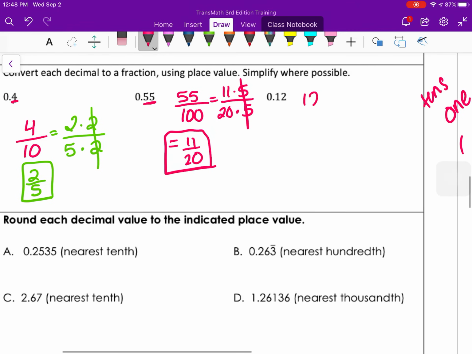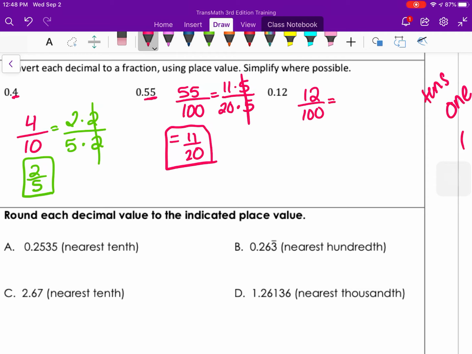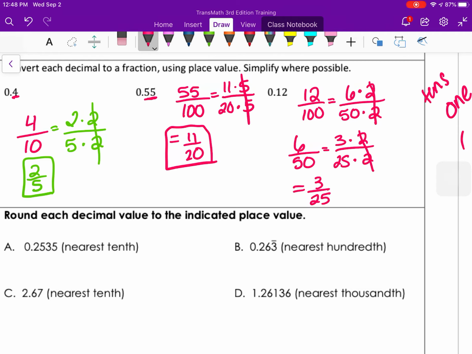12, the 2 is in the hundredths place, so this is 12 hundredths. Let's see, we can simplify this one by 2 to start. 12 is 6 times 2, and 100 is 50 times 2, so I can take out a factor of 2, giving 6 over 50. But then I can reduce that by 2 again, because 6 is 3 times 2, and 50 is 25 times 2, so it reduces to 3 over 25.